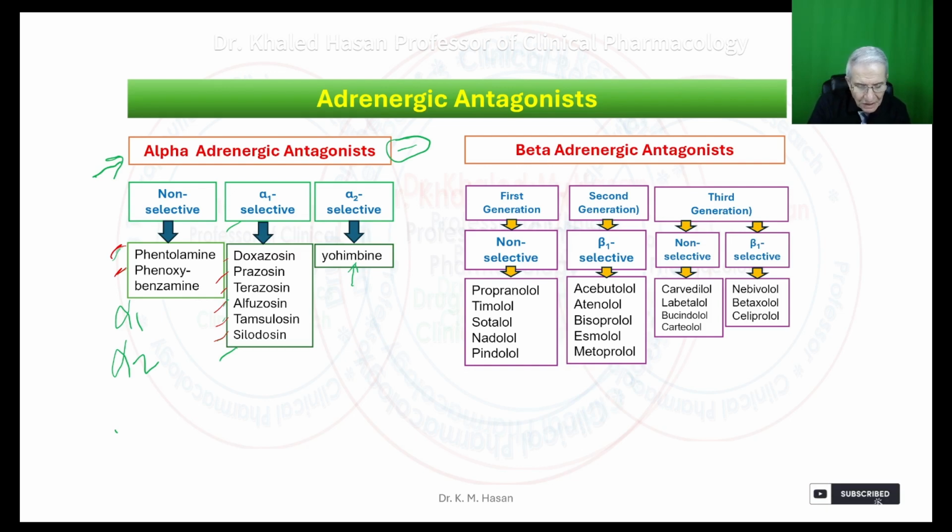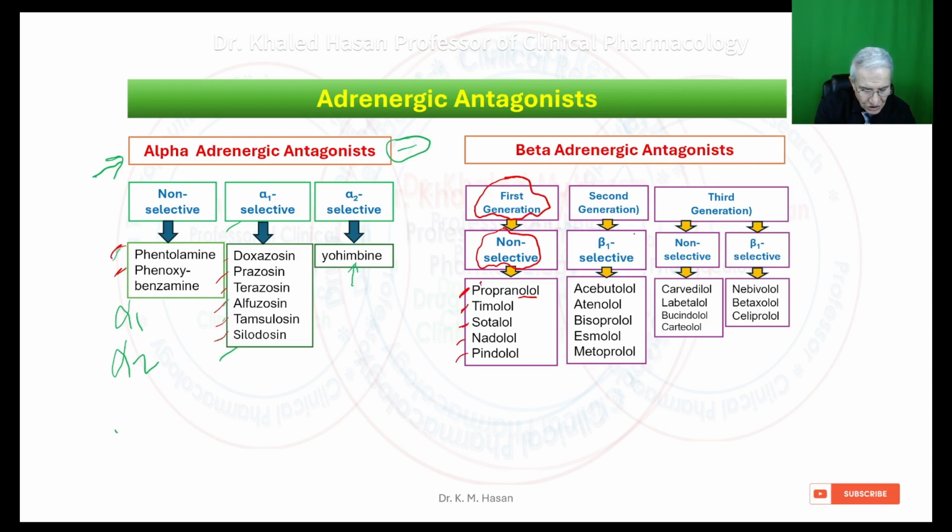What about beta-adrenergic blockers, the beta-adrenergic antagonists? We need to remember that we have first generation. First generation is considered a non-selective group of medication, beta blockers, and the suffix will be -lol. The first medications in this list are propranolol, followed by timolol, sotalol, nadolol, and pindolol. We are going to discuss these medications in detail later on.